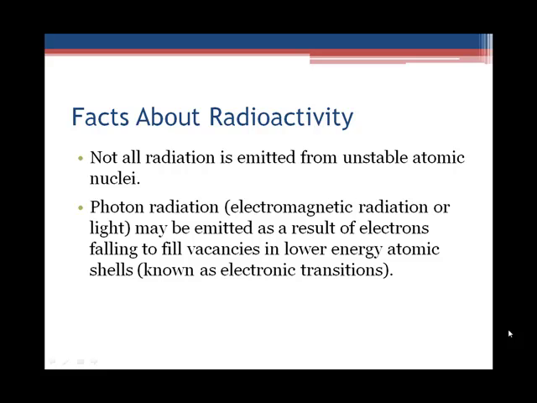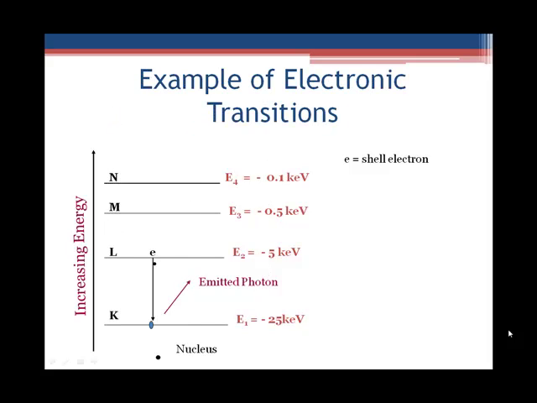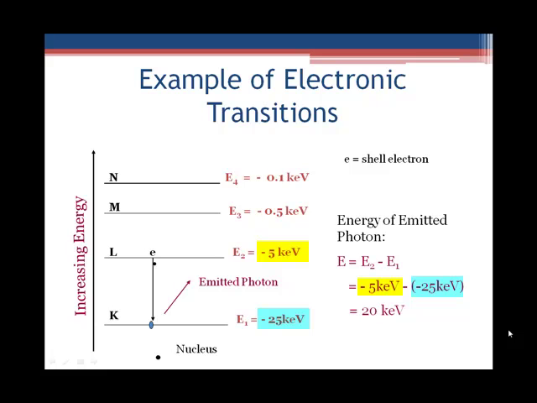Not all radiation is emitted from unstable atomic nuclei. Photon radiation, electromagnetic radiation, or light, may be emitted as a result of electrons falling to fill vacancies in lower energy atomic shells, known as electronic transitions. This diagram demonstrates an electron moving from the L shell to the inner K shell, releasing the difference in shell energy as a photon.